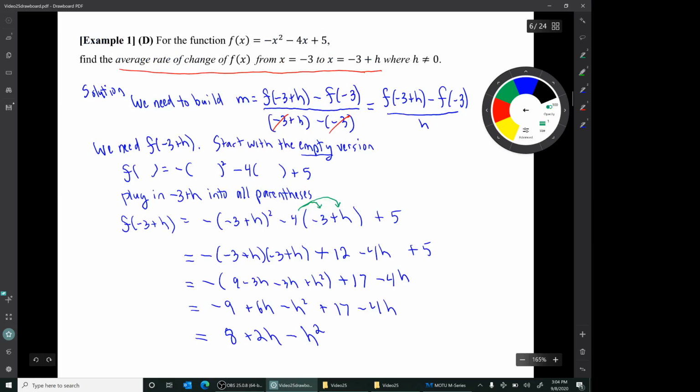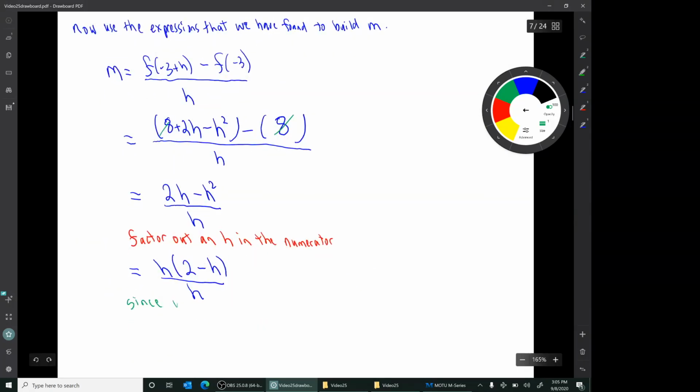Notice that we're told that h is not 0. Good thing, because we couldn't even get as far as we did if h was 0. Because if h was 0, this whole expression would have been undefined. So we're told that h is not equal to 0. And there's our result. M is the quantity 2 minus h.